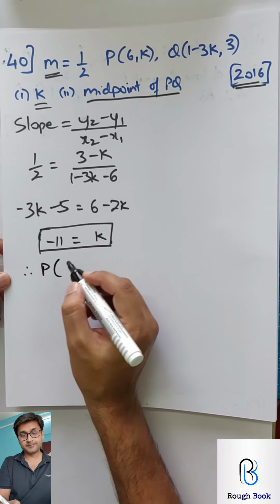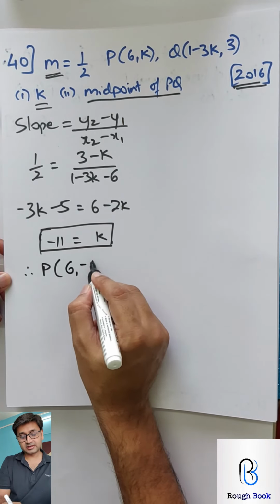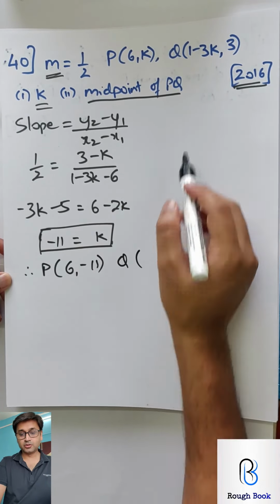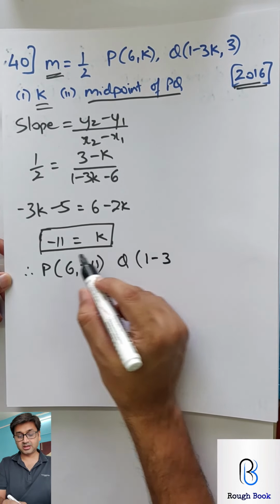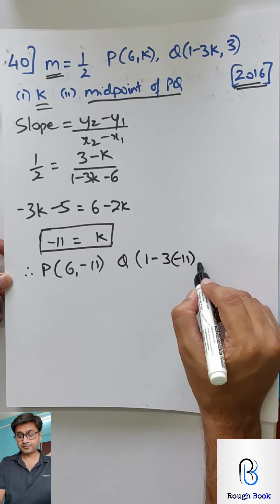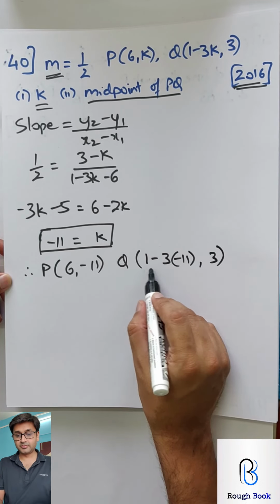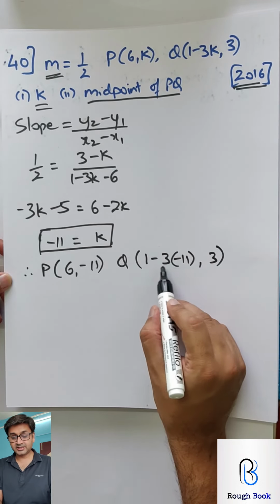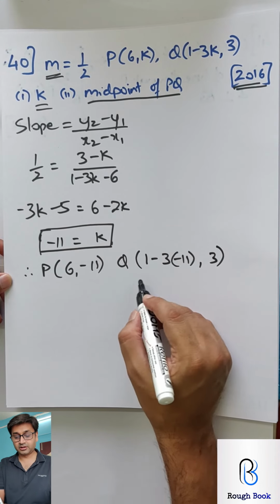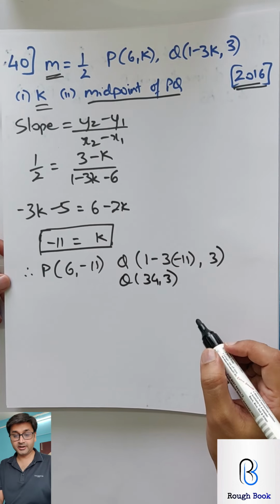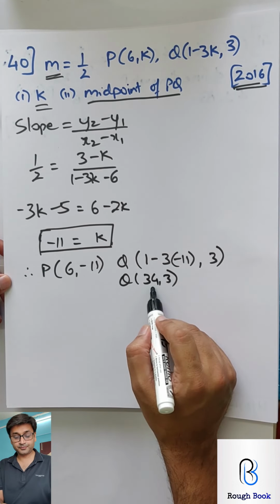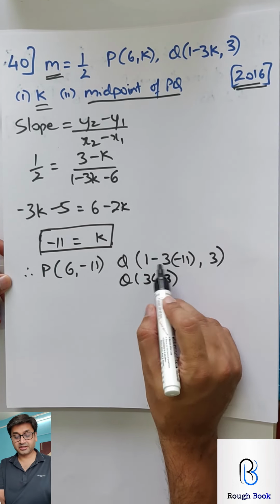First let's write P, which is 6 and k. So 6 and minus 11. And Q, 1 minus 3k. K is minus 11, into 3, so this will be plus 33 plus 1, 34. So Q will be 34 comma 3. Are you getting it? Why does this become 34? Yeah, because this is plus 33 plus 1.